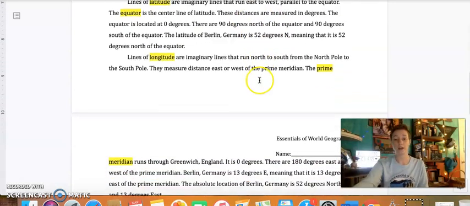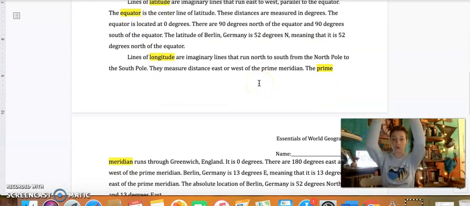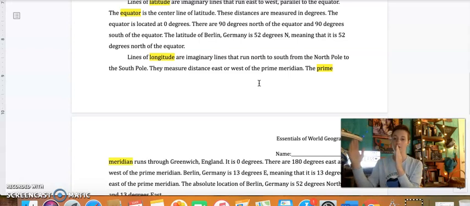So longitude lines. These are the imaginary lines. They run from north to south, North Pole to South Pole, and they measure the distance east or west of the prime meridian. The prime meridian runs through Greenwich, England. It's also at 0 degrees. You can go 180 degrees east and 180 degrees west of the prime meridian.